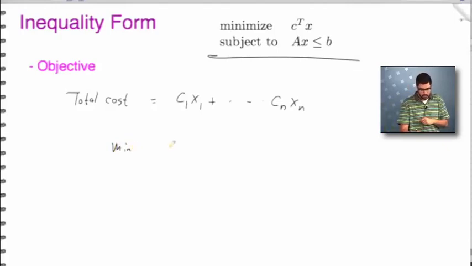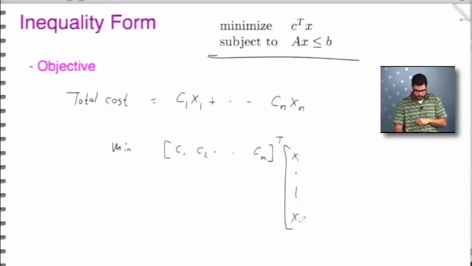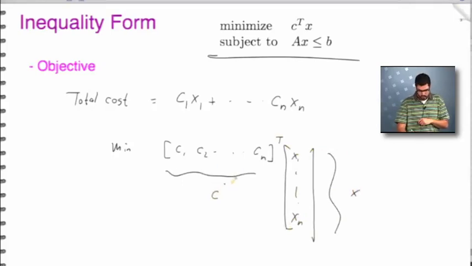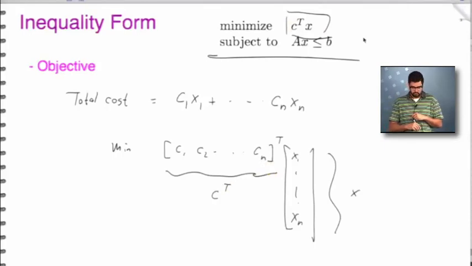So this is simply minimize C1, C2, a vector of C's, transpose, times your vector of X's, X1 through Xn. This is X, and this is C transpose. Okay, so that's it. The cost was very simple, and didn't take us too long to put together. All right, so that's our objective: minimize the total cost. Now we might have zero. If we have 0 servings, it'll take care of it and won't include it in the cost.